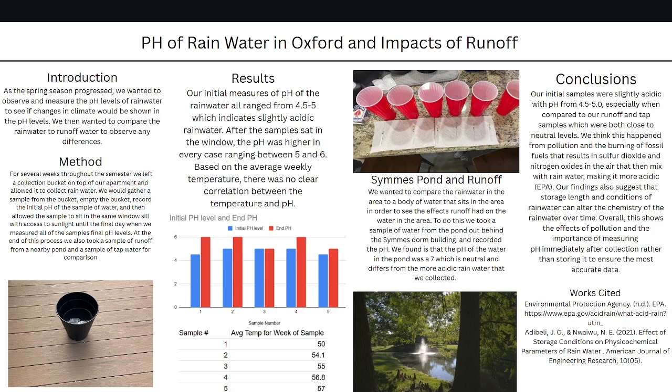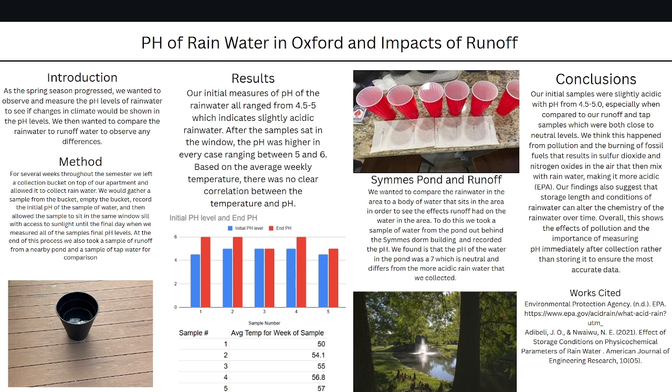And today we're going to be discussing how temperature relates to the pH of rainwater in Oxford. And we're also going to compare the pH of our rain to a body of water in Oxford that is affected by runoff, plant life, and other marine life that lives inside of it. And now I'm going to let Adam introduce our research.